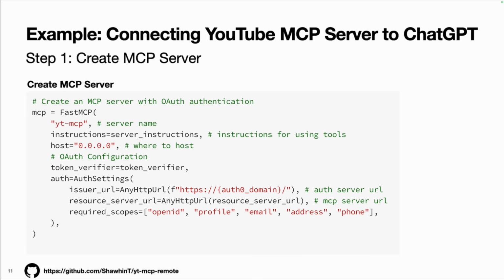Initially, I tried doing this without scopes, and that worked fine with Claude, but when I was trying to connect to ChatGPT, it wasn't working. So it seems, at least at this point, ChatGPT requires you to explicitly write out all the scopes for the MCP server. So I just listed them all here.